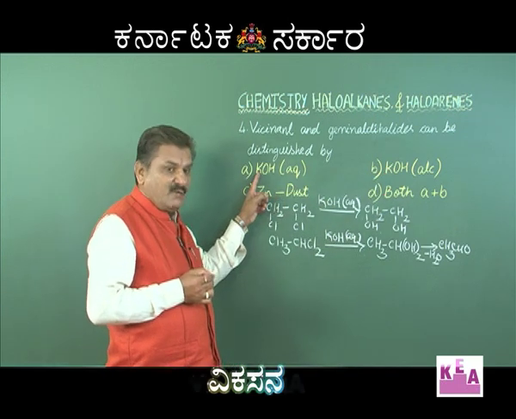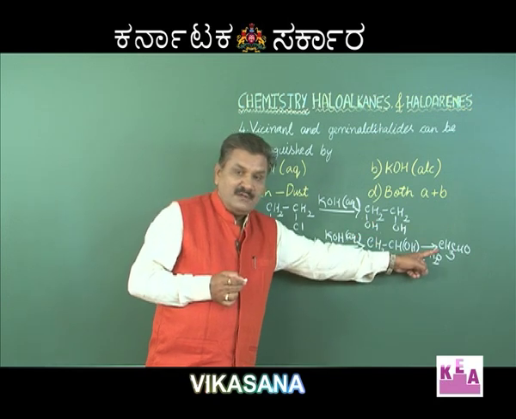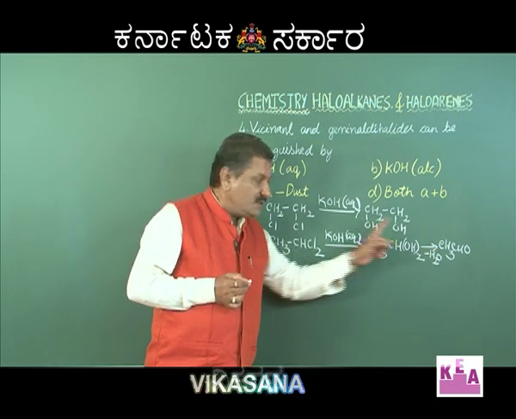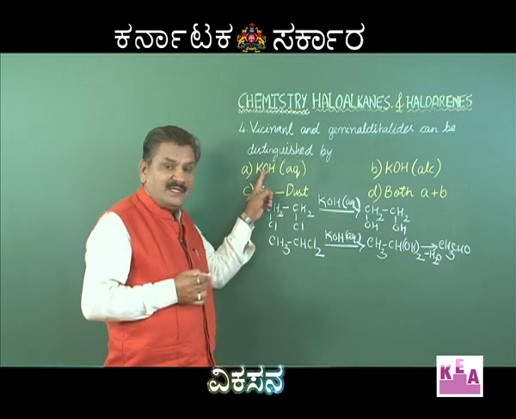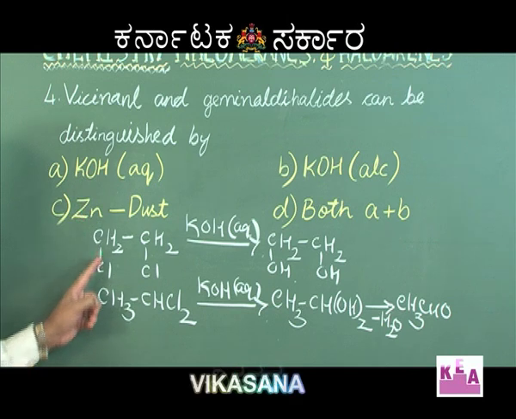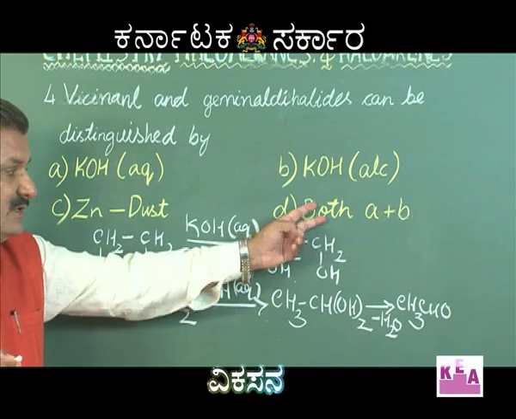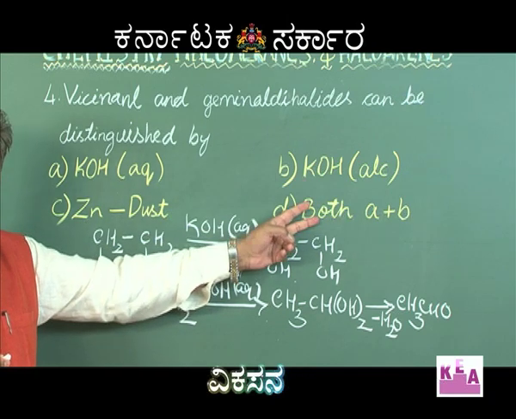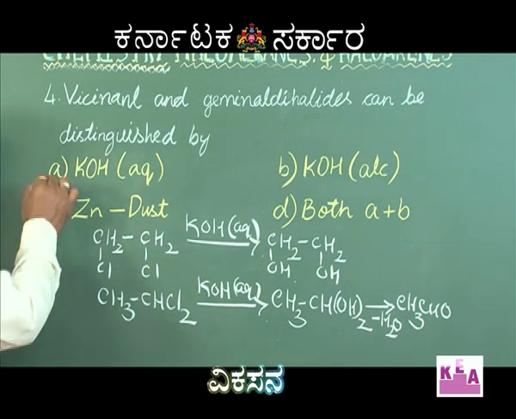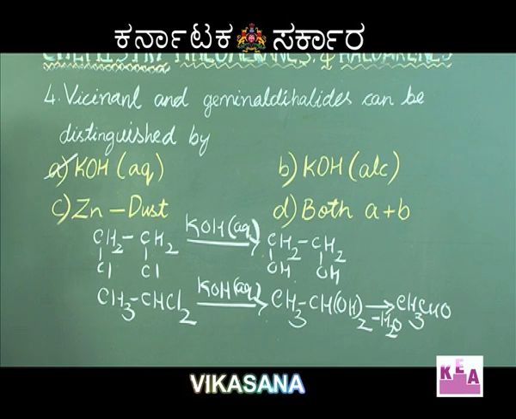But with aqueous KOH, one gives glycol and the other one gives aldehyde. Therefore, aqueous KOH can be used to distinguish vicinal and geminal dihalides, but not alcoholic KOH. So automatically these two options get ruled out. The correct option to distinguish between vicinal and geminal dihalides is aqueous KOH.